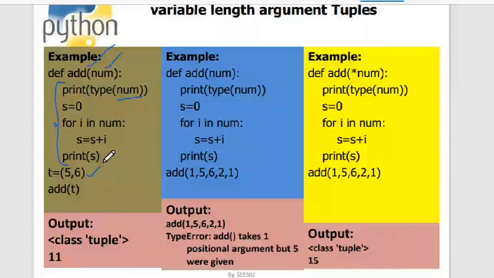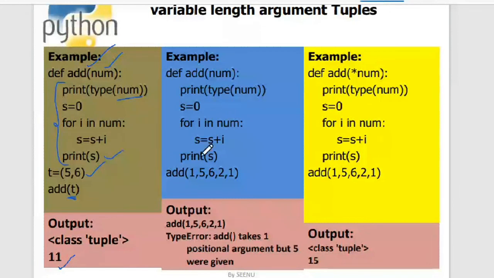Since the receiving end is also a tuple, it converts the receiving things into tuples, so I don't need to do anything. I can simply pass a tuple because both the types match. For your understanding, I have printed the type of num, and it computes the sum of these two numbers, 5 plus 6, which is 11. So it is printing 11 on the screen. This is the first example.